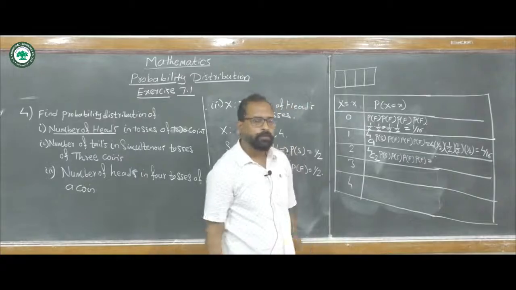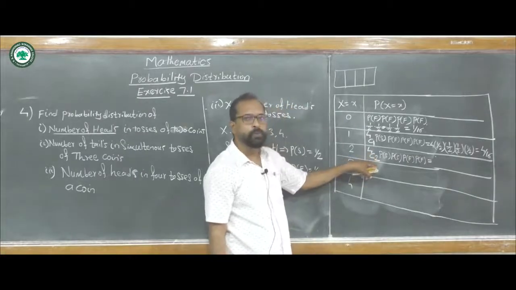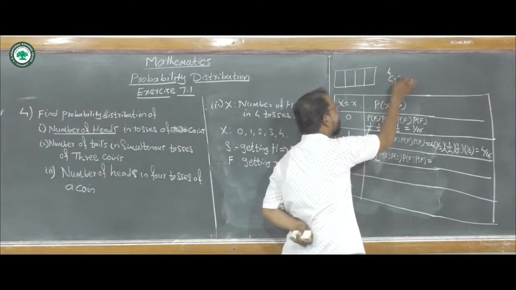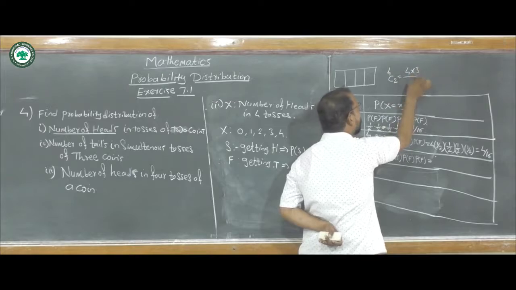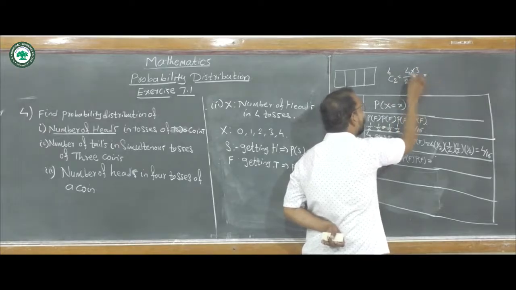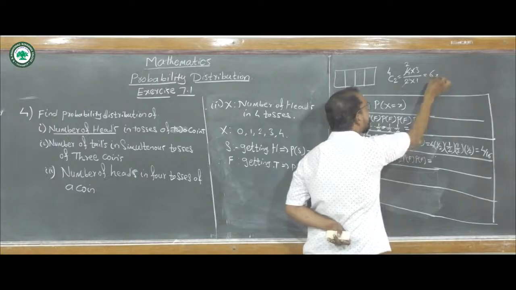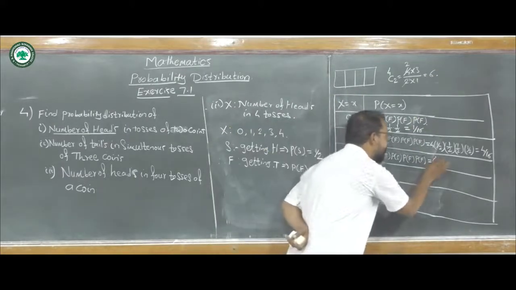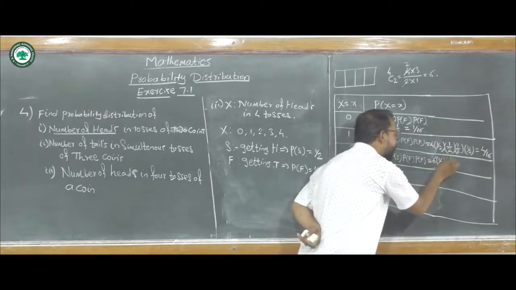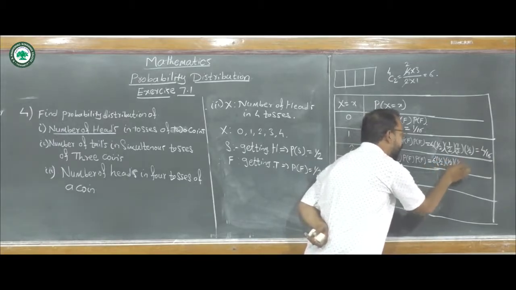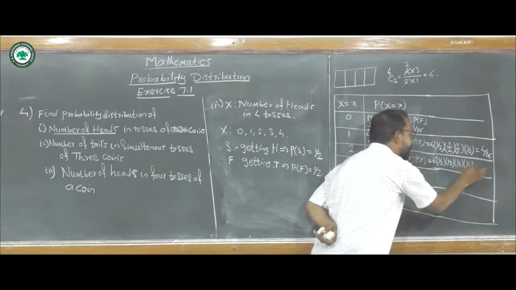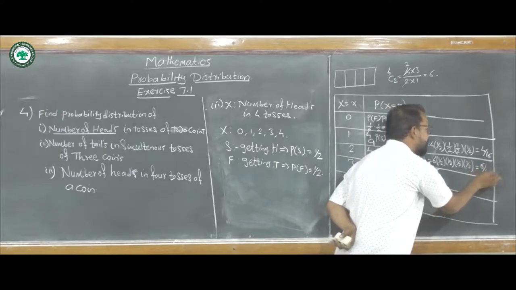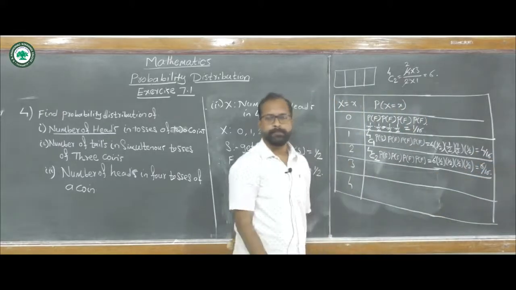2 successes, that is 2 heads, and 2 tails, that is probability of failure and probability of failure, which is equal to... Now 4C2 is nothing but 4 into 3 upon 2 into 1, so it becomes 6. So it gives 6 into half into half into half into half. That gives 6 upon 16.